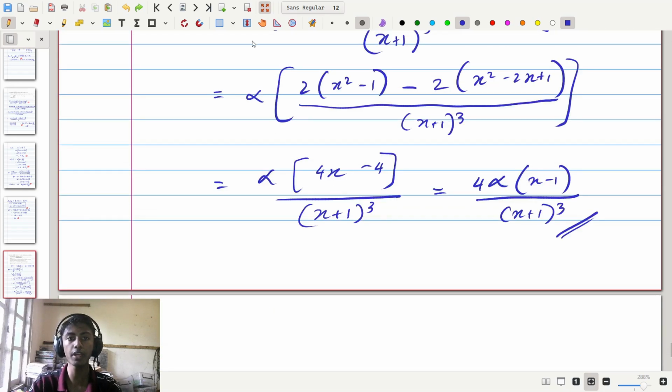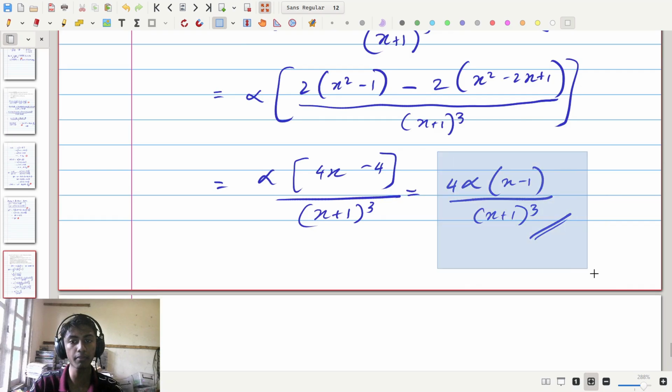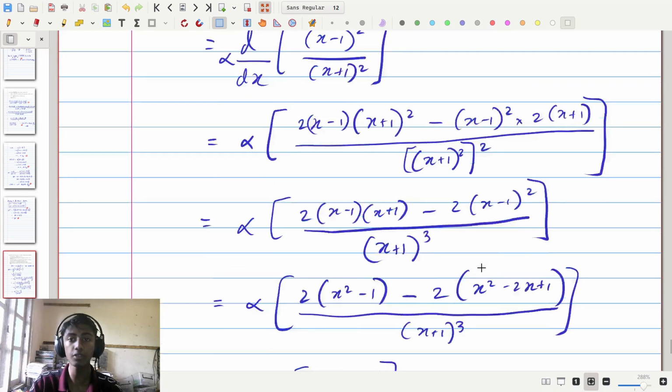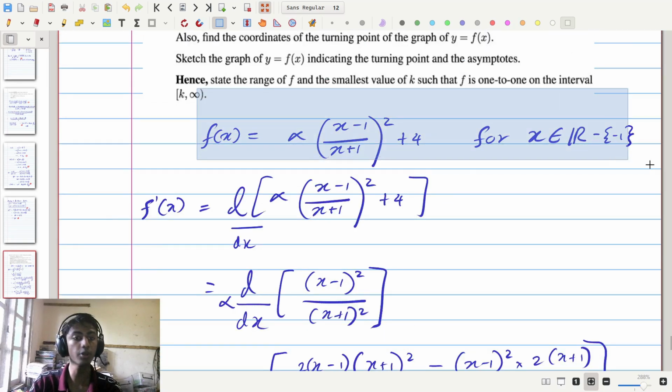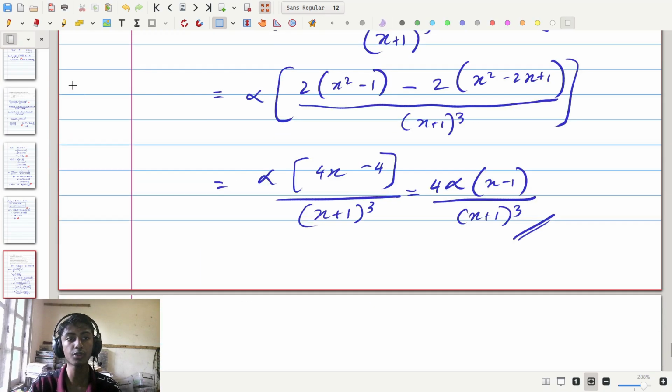All we have to do now is to state that this is valid for the values of x which are elements of the real numbers, except for the one specific value of x for which the original function does not exist. So here to say this is true for x an element of the real numbers minus the single value of negative 1. And with that we are done with the first part of the question.